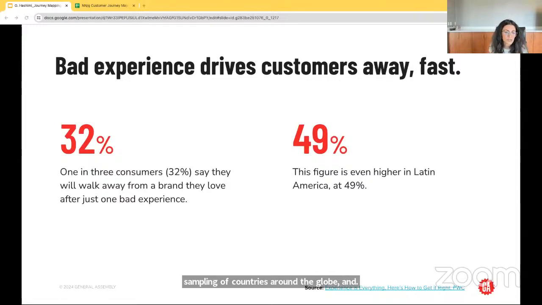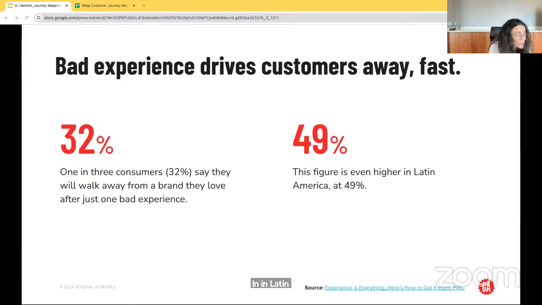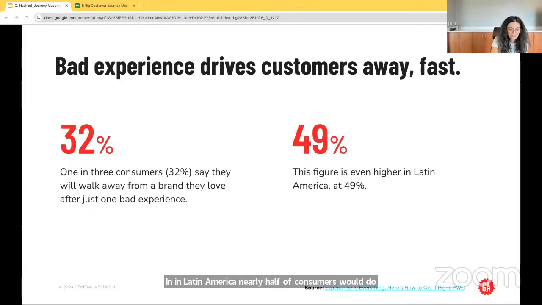Bad experience drives customers away fast. So this statement really emphasizes the fragility of customer loyalty and the severe consequences of a poor customer experience. You're probably asking, well, how fast? Well, 1 in 3 consumers say that they will walk away from a brand they love after just one bad experience. So tough crowd. Imagine dating this person. In Latin America, nearly half of consumers would do the same. So even tougher crowd.